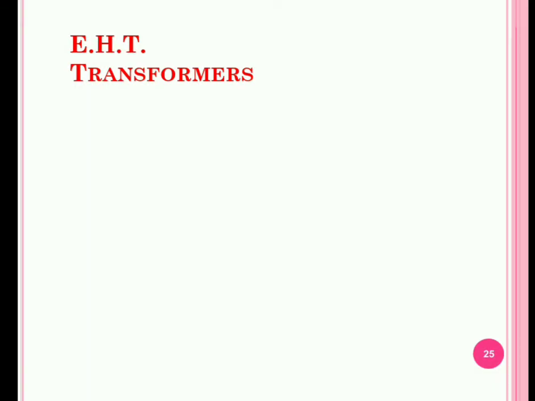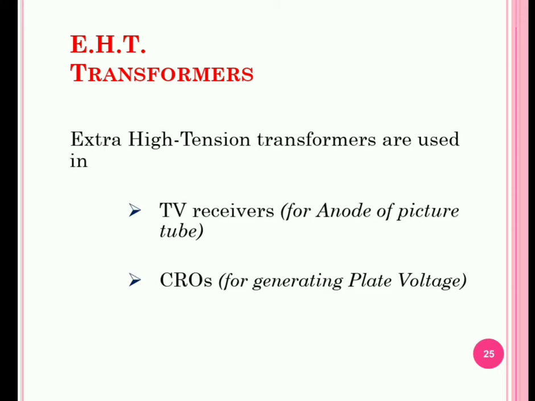Now another application of this type of transformer is the EHT transformer, also called the flyback transformer. EHT stands for extra high tension transformer. These are used in television receivers and CROs mostly, where we require a very high voltage for the plate of the CRT in both applications. In televisions there is normally a requirement of about 24,000 volts to be applied to the anode of the picture tube, and similarly in CROs you need a similar voltage.